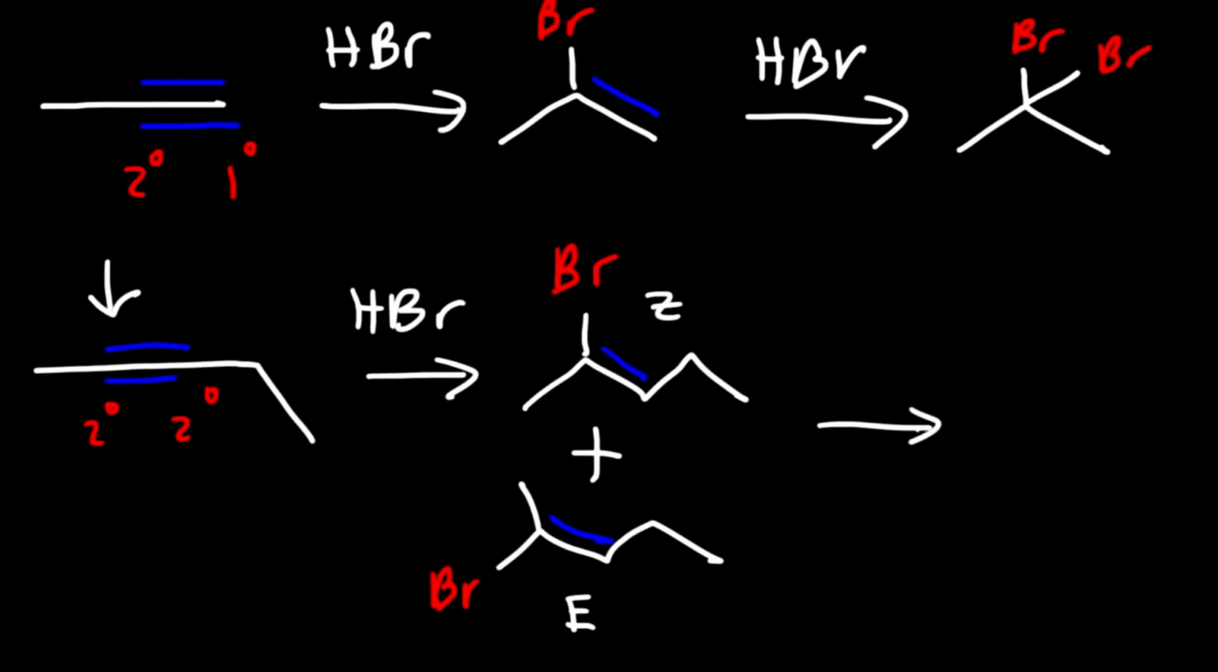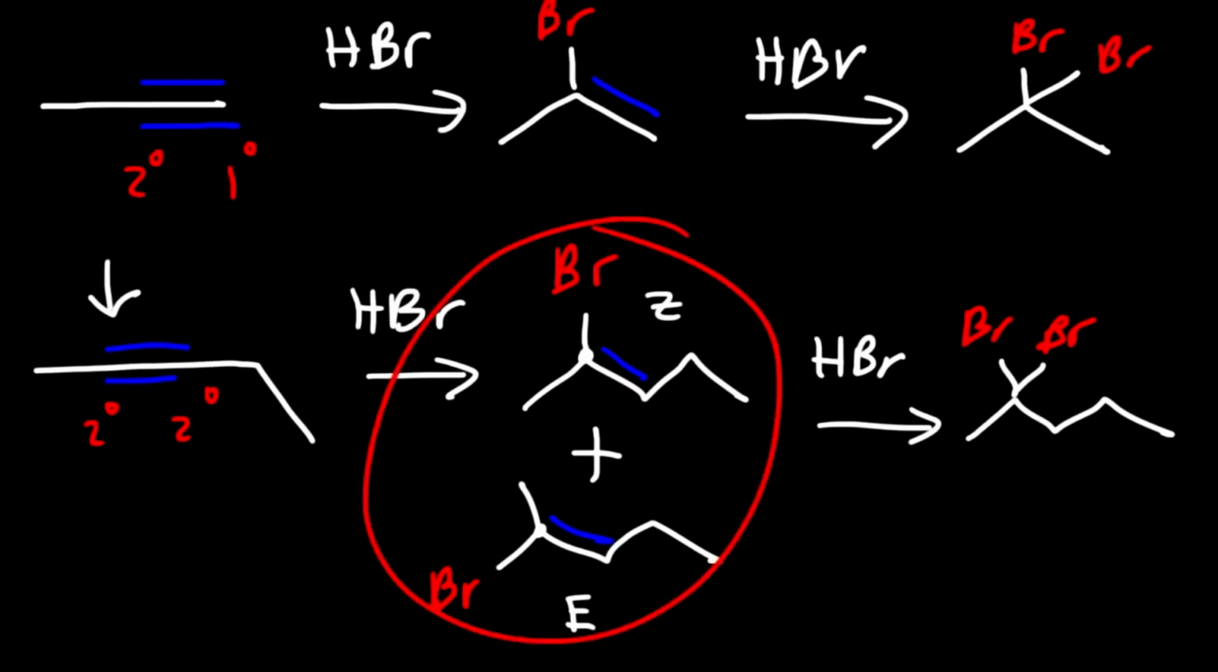Now, if we add HBr again, the second bromine atom will still go on carbon 2. And so we'll get one final product, which looks like this. But it's important to understand that you can get a mixture of E and Z isomers at that point.